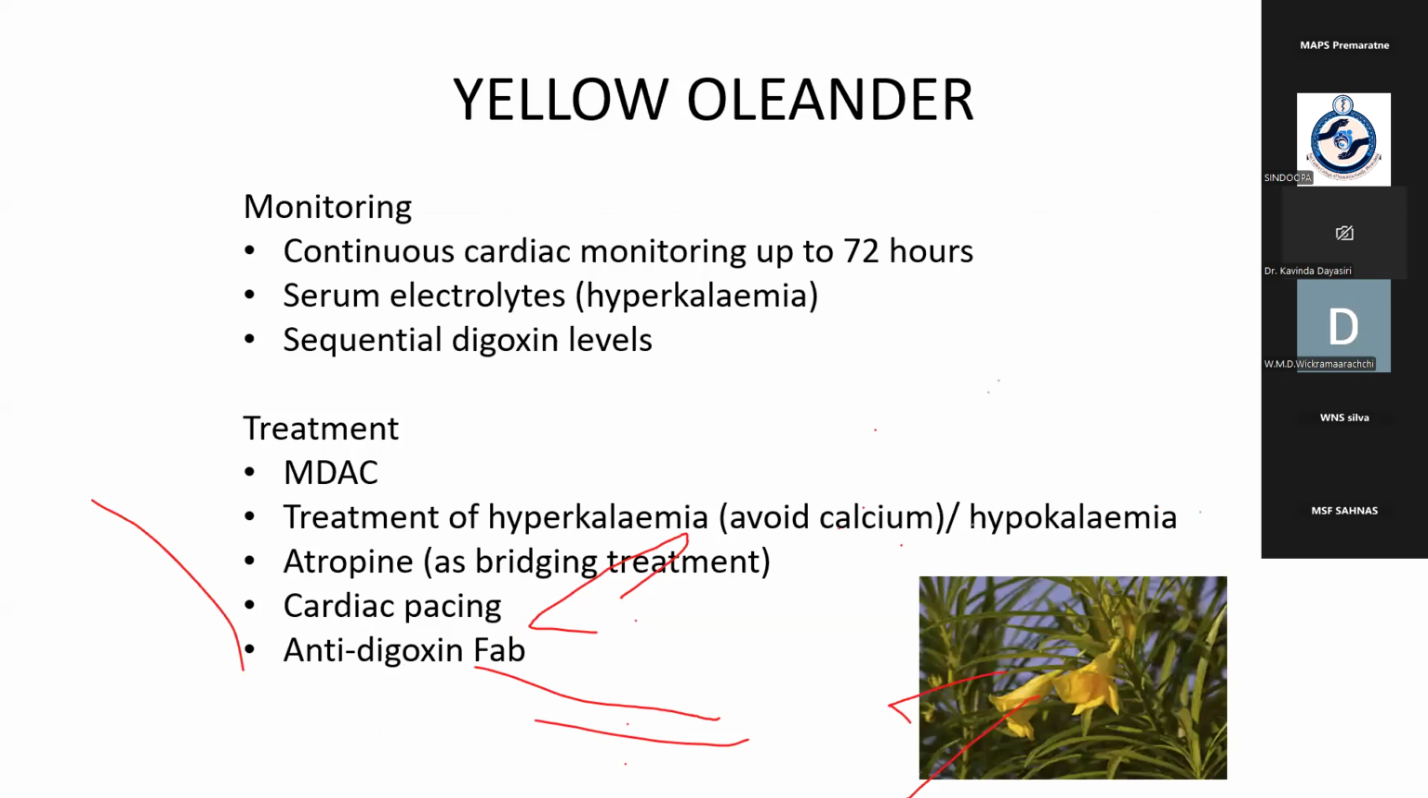And then if it persists, we will have to go for atropine as a bridging agent, followed by cardiac pacing. Digibind is available but at the moment it's not available in Sri Lanka, and it's quite expensive as well. So patients are managed mostly with cardiac pacing, atropine, and decontamination with multiple dose activated charcoal. Cardiac monitoring is a must for up to 48 to 72 hours, and you have to monitor the electrolytes, especially hypokalemia. Other countries monitor digoxin levels, but we don't have facilities, and it's quite expensive, and it's not very useful as well.